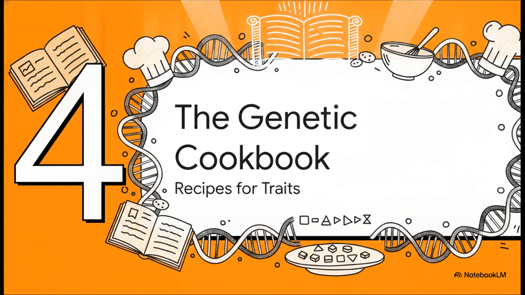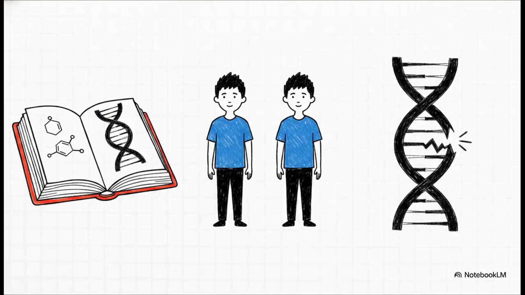All right, let's open up part 4, the genetic cookbook. Let's actually walk through 3 quick examples to really picture this. First up, the recipe book analogy. Think of your entire DNA like a giant comprehensive cookbook. Your genes are the individual recipes inside it, telling your body exactly how to cook up something like eye color or height.